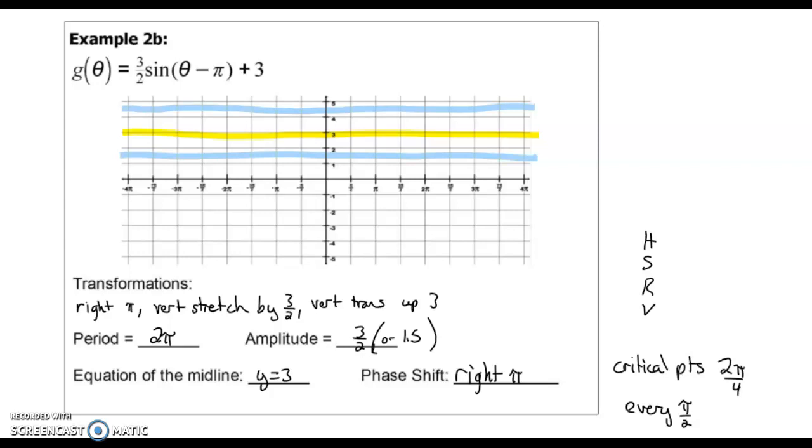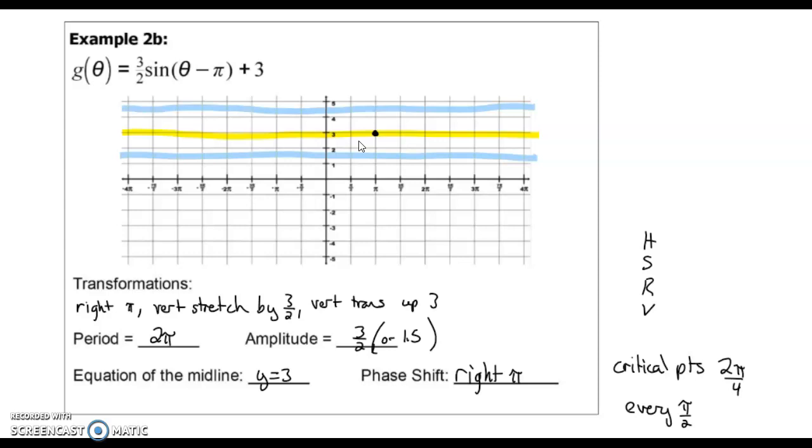Sine normally starts on the midline, but it was moved right pi. So where it starts is not on the midline here at 0, 3. It starts on the midline over at pi, 3. So that shift to the right changes where it begins. So it begins right here. And then remember that sine, if it hasn't had a reflection, goes up, and then back to the midline, and then down, back to the midline.